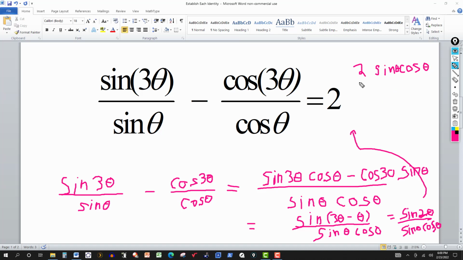And then of course that's over sine theta cosine theta. Well, you can see these are going to divide out. Sine theta, cosine theta divide out to 1. So that gives me 2.